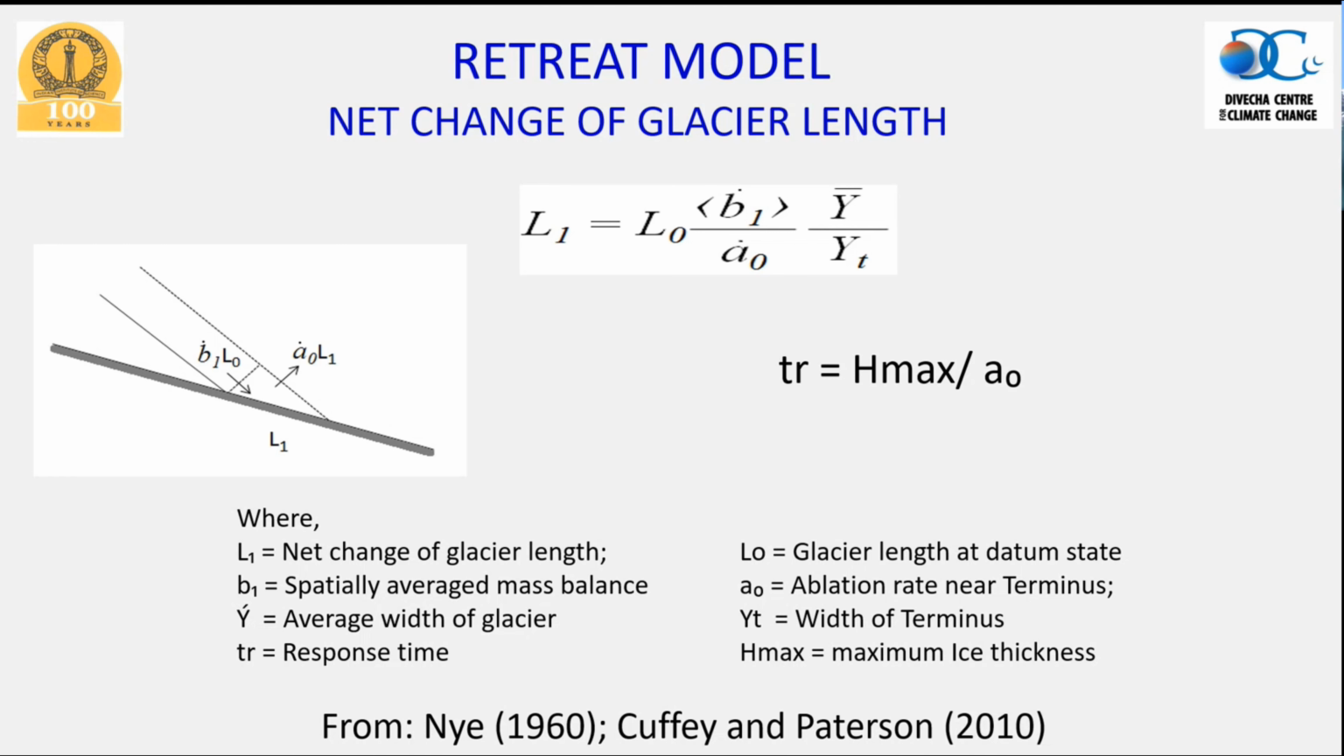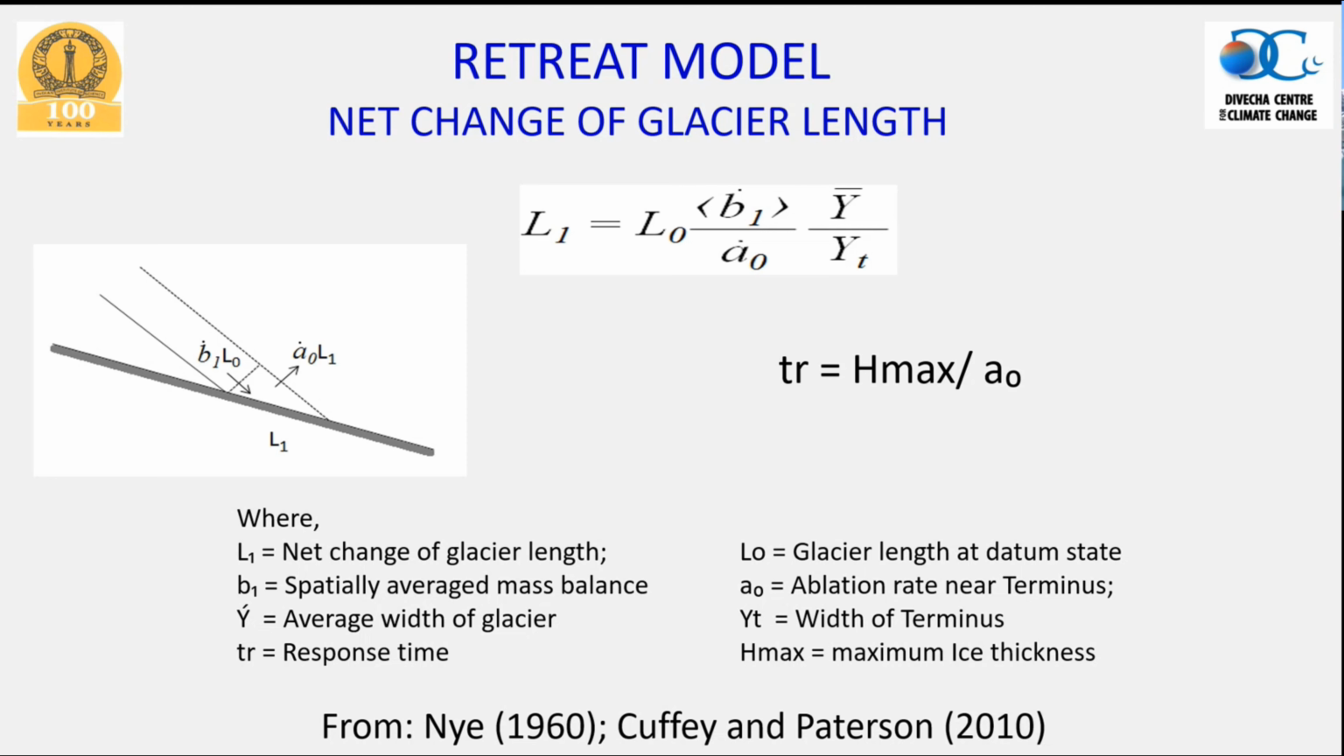This equation says: L1 is nothing but the net change in glacier length. B1 is the spatially averaged mass balance. Remember, A0 is the ablation rate at the terminus. That means, what is the ablation rate of the terminus? And TR is the response time, and YT is the width of the terminus. So this is L0.